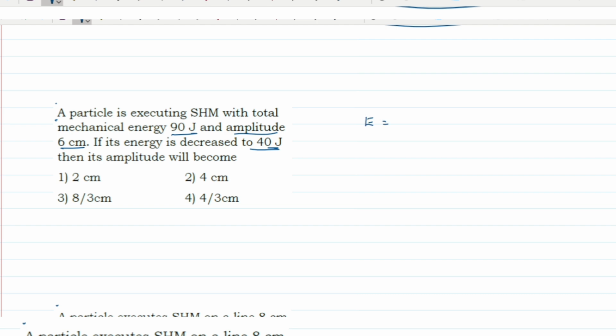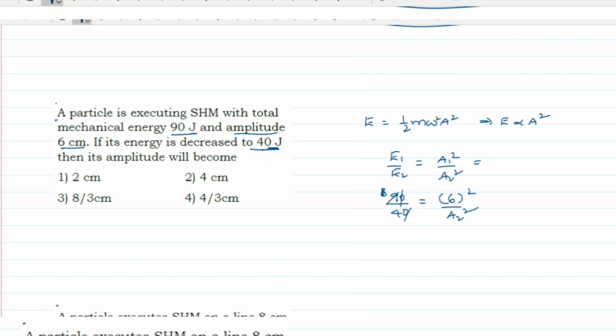Total energy formula, which we write as half m omega square a square. So in terms of the amplitude, energy is directly proportional to a square, and here you can take E1 by E2 as A1 square by A2 square. Initially the total energy is given as 90 joules, and thereafter it is decreased to 40 joules, which will be equal to the initial amplitude 6 centimeter, 6 whole square, by A2 square. 10 gets cancelled, 9 by 4.